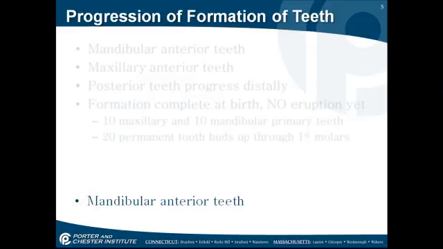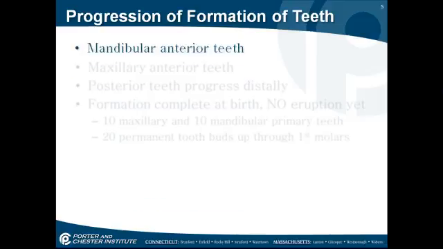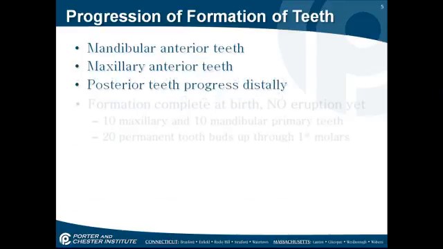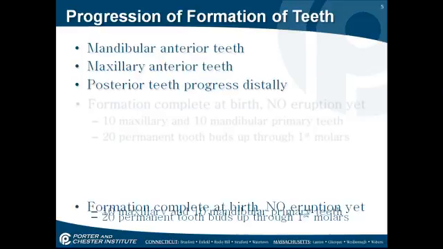the bone. The way the teeth form and erupt, the pattern or progression is that the mandibular anterior teeth start first, then the maxillary anterior teeth develop, followed by the posterior teeth, and they progress distally, so they start from the midline and work their way back.